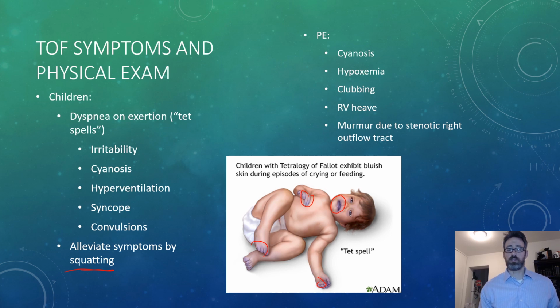And what you'd see on a physical exam would be cyanosis and hypoxemia, again because of that shunting; clubbing because of the changes that occur in the fingers and toes; a right ventricular heave because the right ventricle is hypertrophying; and a murmur due to a stenotic right outflow tract, which could cause a crescendo-decrescendo kind of murmur.